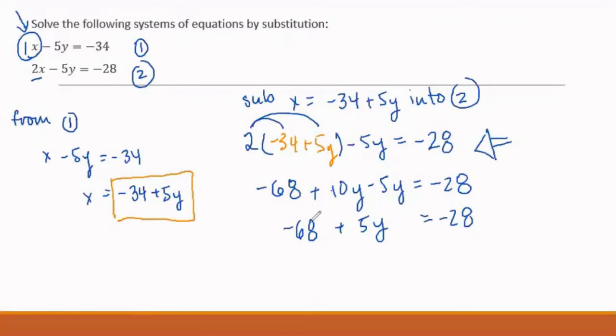So I'm going to add 68 to both sides to move this negative 68 over to the other side of the equation. So we have 5y is equal to negative 28 plus 68. In other words, 5y is equal to 40.